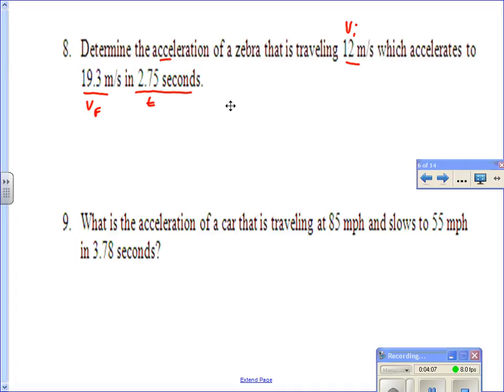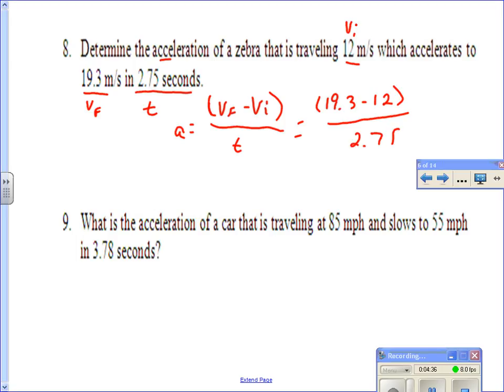There are 2 formulas to solve for acceleration. In both of them, you know the VI and the VF, but in one of them you use time, and the other one you use the change in distance. So we want the one that uses time. So you look through those and you say, oh, there's VF minus VI in parentheses divided by the time. That's our normal acceleration equation, and that's what you're going to do. 19.3 minus 12 divided by 2.75. And that answer is 2.65 meters per second squared.